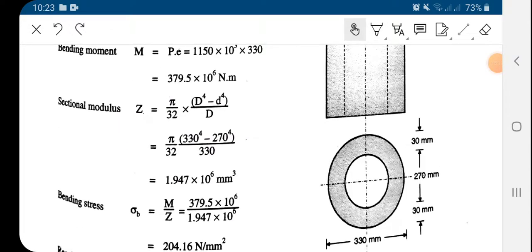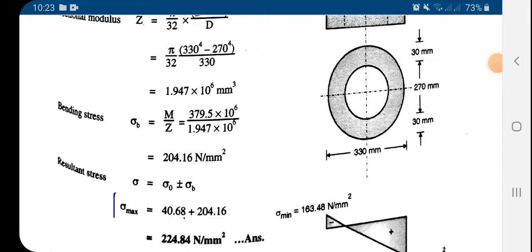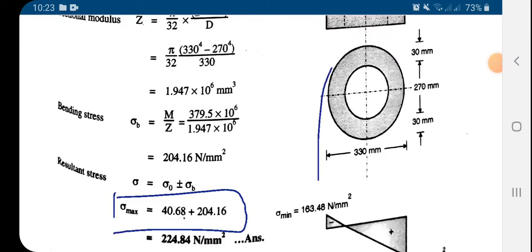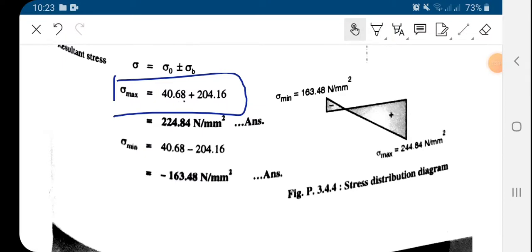By using this section modulus as well as the bending moment, we can find out the bending stresses. Bending stress is M/Z. You have to put in the data, and by using this, we can compute the direct stress plus or minus the bending stress. Plus will give us the maximum stress, and minus will give us the minimum stress. So by using that, we can easily find the positive and negative values.